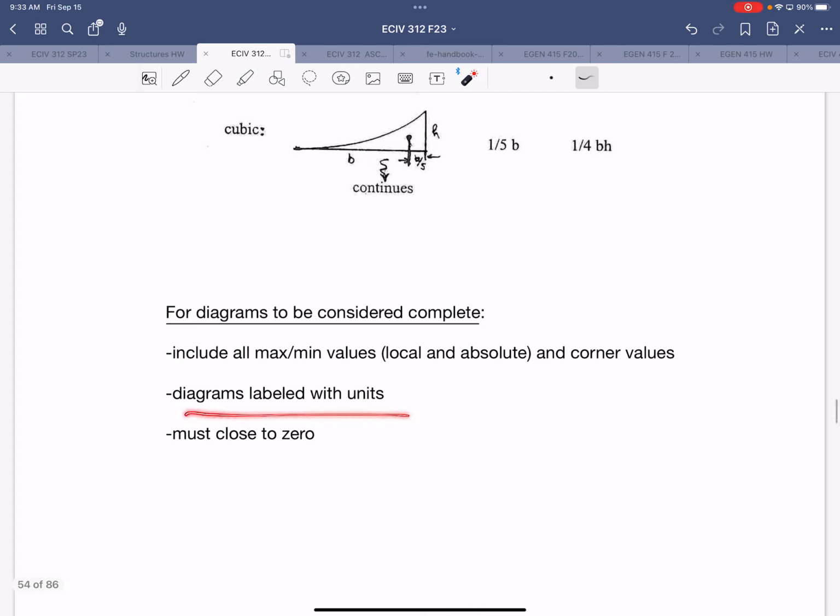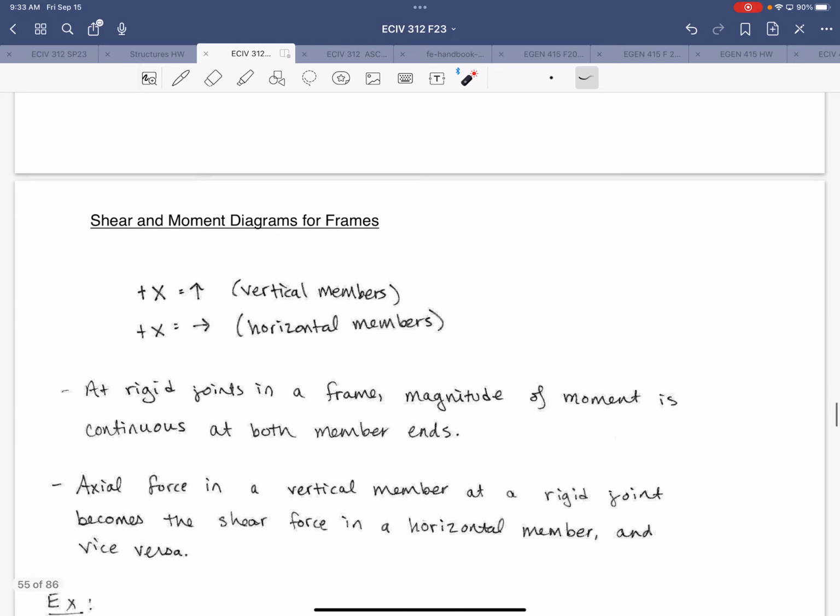Make sure your diagrams are labeled with units, and it's always a good idea to verify that those diagrams close to 0. If they don't close to 0, something's wrong, right? One way you can do that is after you've drawn the diagram, you can double check by coming from the other direction. Sometimes that's easy to do. Sometimes it doesn't make sense. So yeah, but there are different ways you can do that.